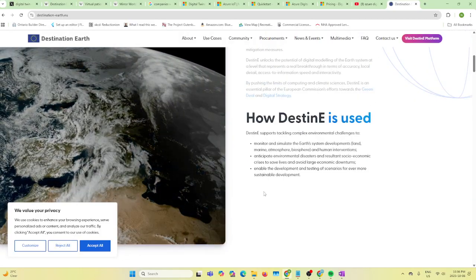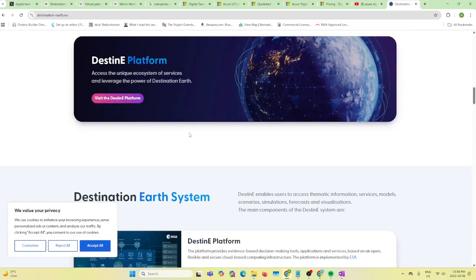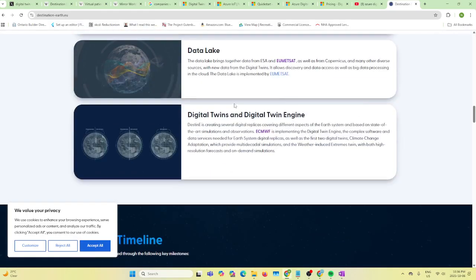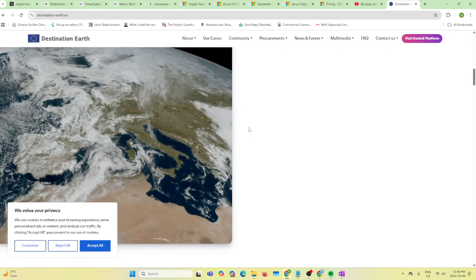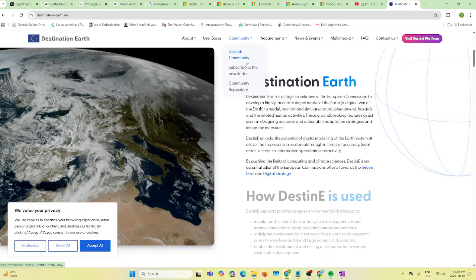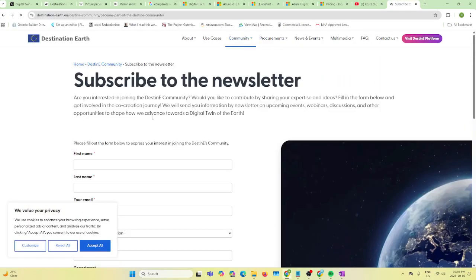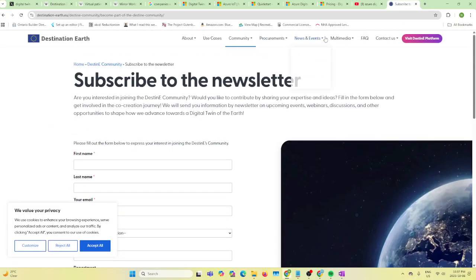Our Destiny supports tackling complex environmental changes, all that fun stuff. The Destiny platform accesses the unique ecosystem of services and leverages the power of Destination Earth. Destination Earth systems, yada yada yada, data lake, digital twin and digital twin engine, Destiny platform, fun stuff. Alright, well, I gotta start being more involved with this stuff, so here goes nothing. Yeah, I'll probably do that later.